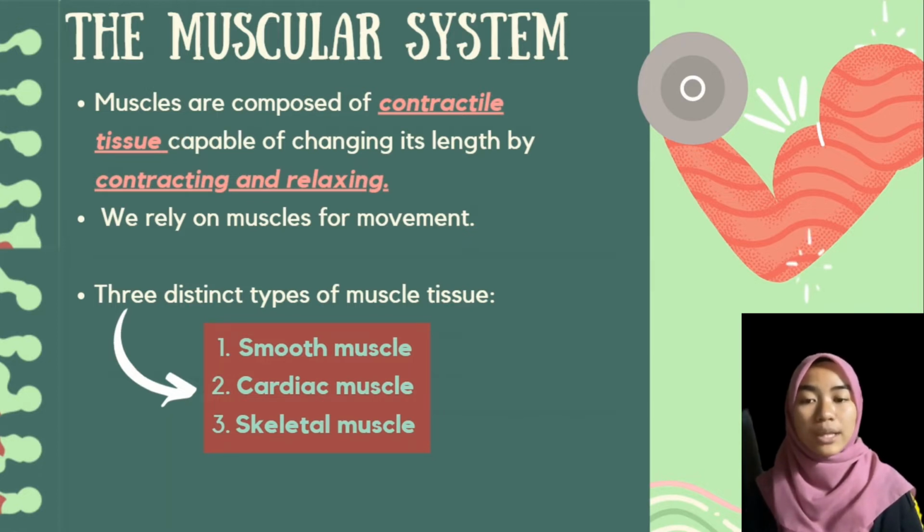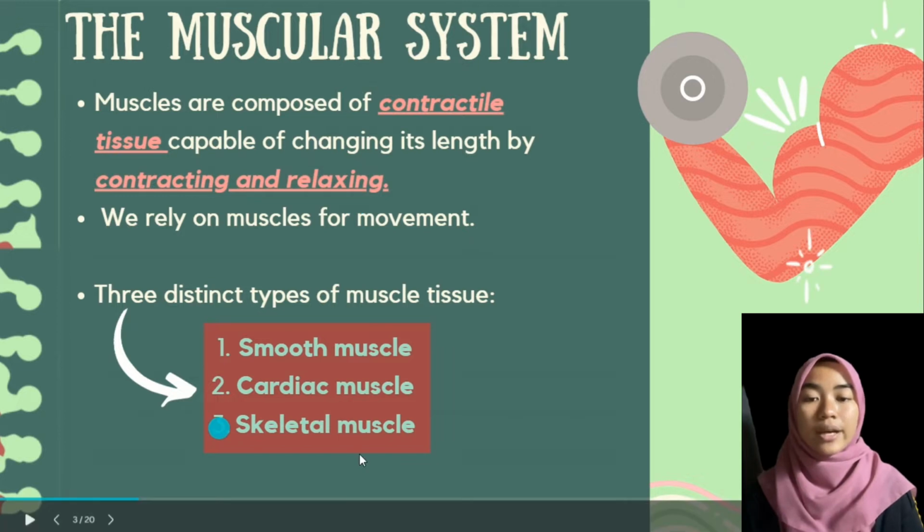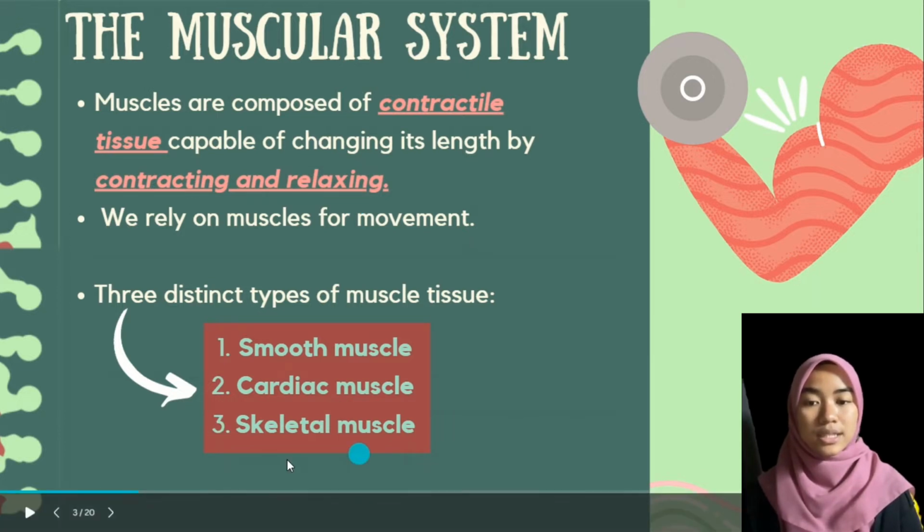Most animals rely on muscle for movement, and we should know that only a few animals are non-motile, known as sessile. Most non-motile animals live in aquatic environments. There are three types of muscle tissue, which are smooth muscle, cardiac muscle, and skeletal muscle.